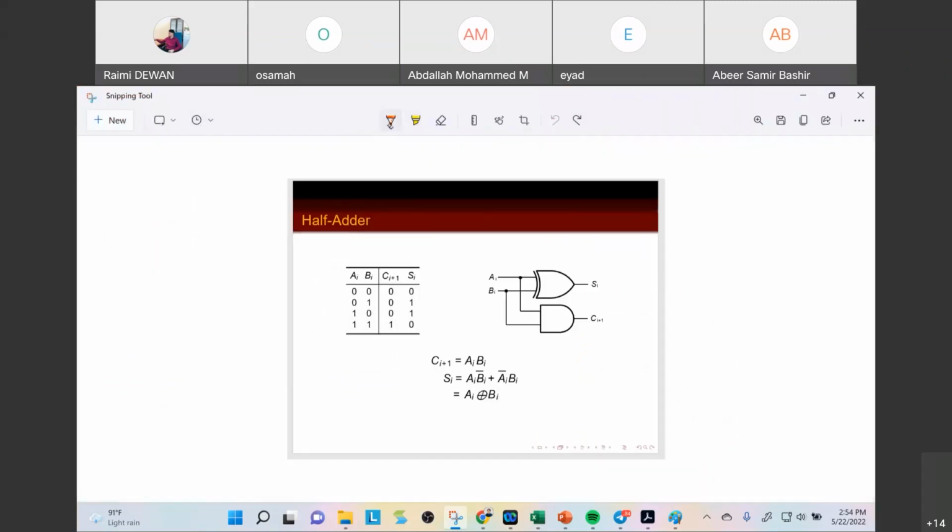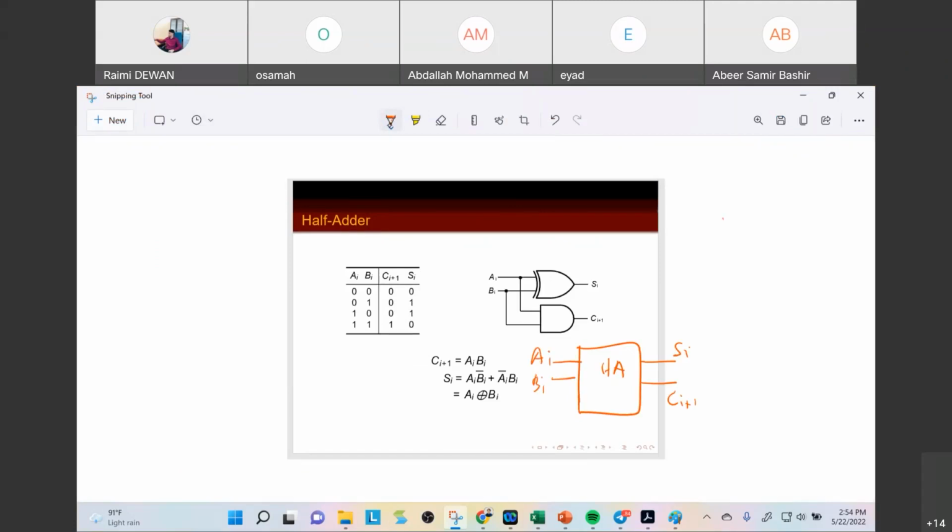Okay, so this is half adder. How are you going to write this half adder? HA. Okay, so HA. So you can see this is AI, BI, this is your input, this is your output, SI and CI plus 1. So this is sum, this one is carry in plus 1. Okay, so this one is AI, this one is BI.